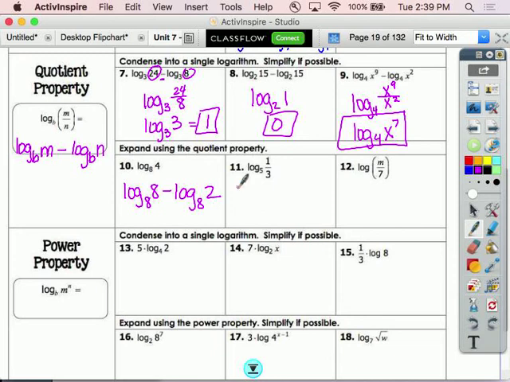All right, so this one would be log base 5 of 1 minus log base 5 of 3. See if you can do this one.